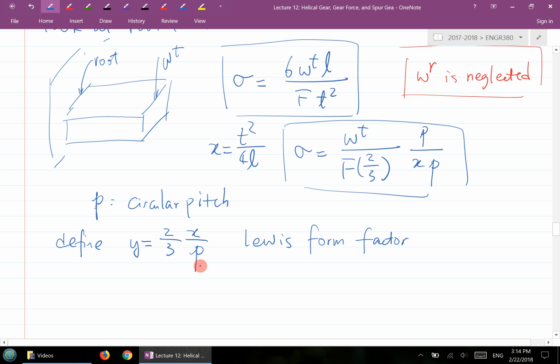Instead of using circular pitch, we actually use diametral pitch. So we use a PD here. We call it diametral pitch.